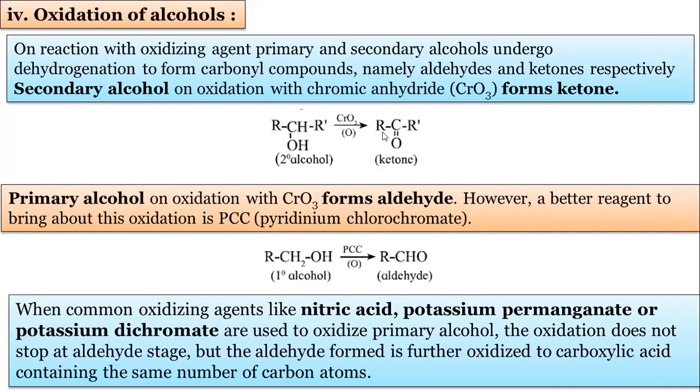Remember this one. Instead of this, we can use CrO3. This is also a mild oxidizing agent, CrO3. It is chromic anhydride.